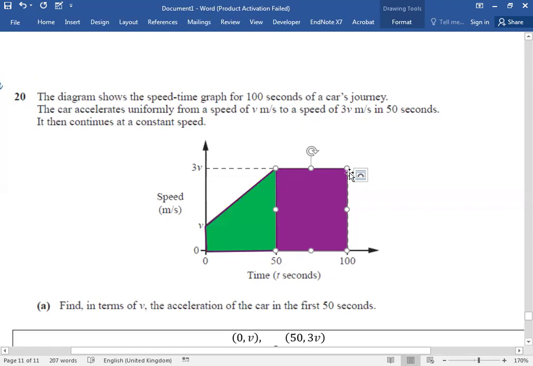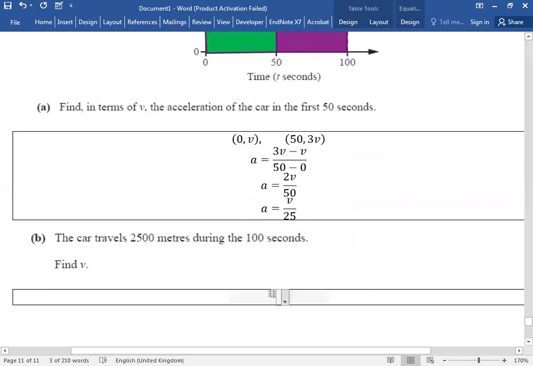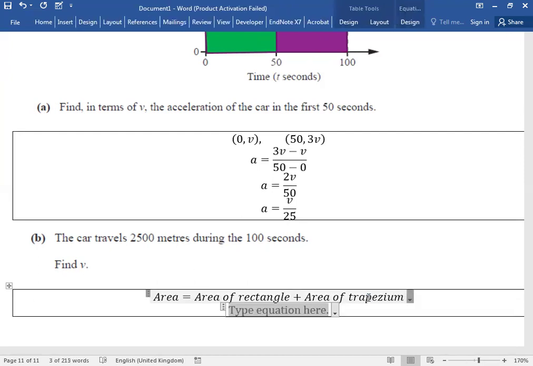And height is 3v. Right? तो पहले लिखते हैं total distance हम लिख रहे हैं. Area total है 2,500. 50 into 3v plus now area of trapezium, right? इसका यूनिट ही मीटर्स होता है, डिस्टेंस आता है ना. सो एरिया टोटल हमें पता है 2,500 है. एरिया ऑफ रेक्टेंगल इज 50 into 3v plus now what about area of trapezium?